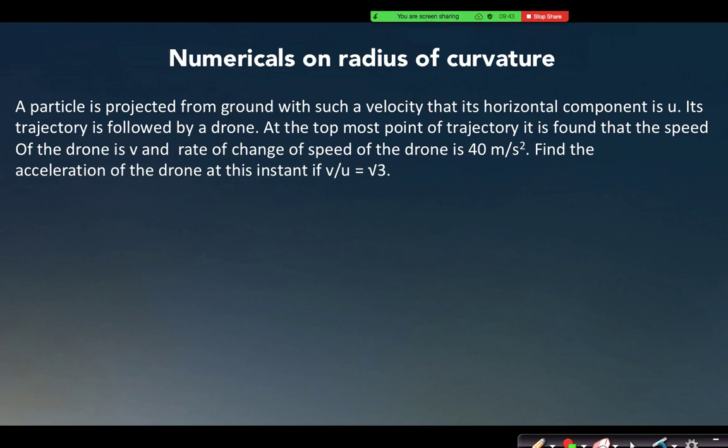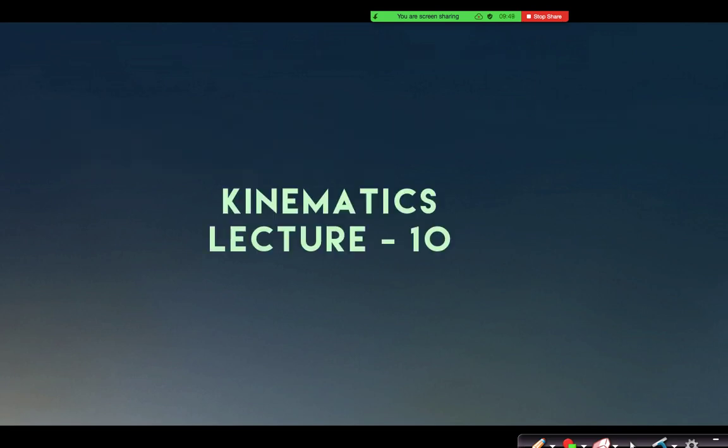Now we will move to the next topic, that is the last topic to study in our chapter kinematics. In kinematics lecture number 10, we will study relative motion. We will apply the concept of relative motion when more than one particle is moving simultaneously. Till now, we have solved the questions when only one particle was moving. We have found all the aspects of the motion of the particle, be it one dimensional or two dimensional, with constant acceleration or variable acceleration.